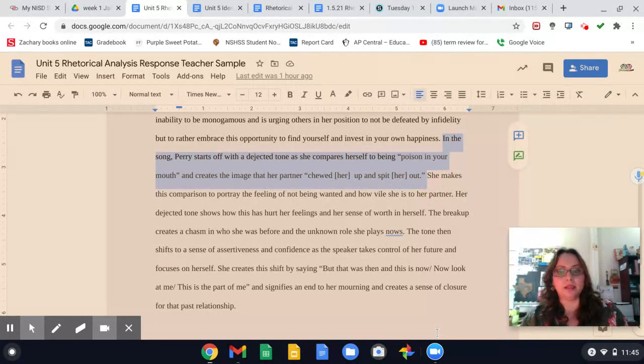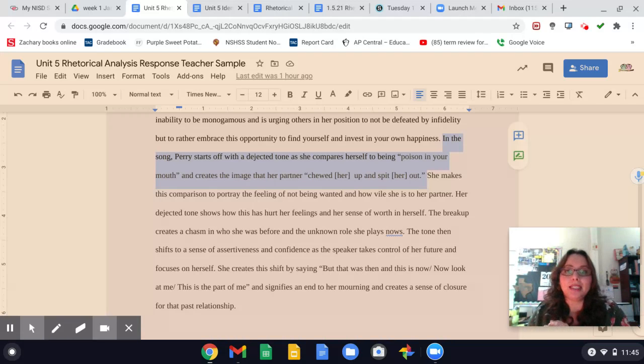So let me talk about this a little bit. So I'm talking about tone, and I'm talking about how the image in the text creates that particular tone. So I'm identifying it. I'm showing you where it's at. Compares herself to being, so I can use metaphor. It's actually simile. I can say the word simile, but I don't need to get hung up on terms. As long as I'm showing what's being done, which is the comparing, I'm good. Compares herself to being poison in your mouth.